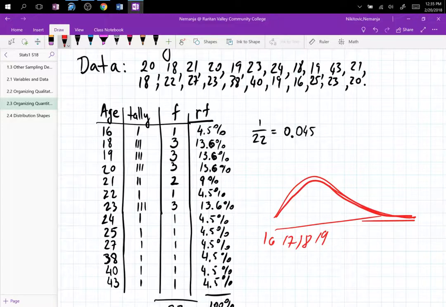So you start with a 1, and then 3, 3, 3, 2, 1, 3. So that's going to be the bump. And most of the bump is happening to the left, up to 23. And as soon as you go 24, 25, all the way to the 40s and so on, it's all 1, 1, 1, 1, 1. So that's all going to be low. So you start with a big bump and go into small numbers on the right. That's going to be skewed to the right. So you can use this data as an example.